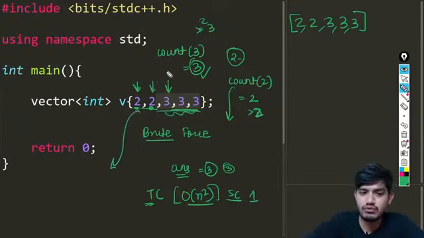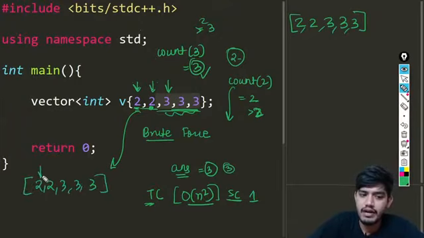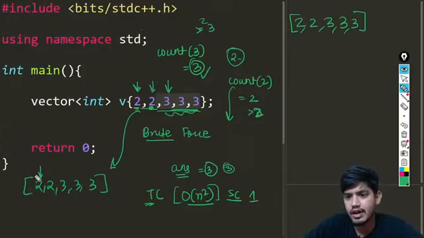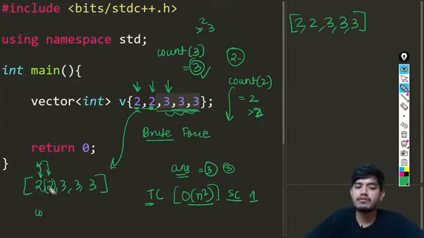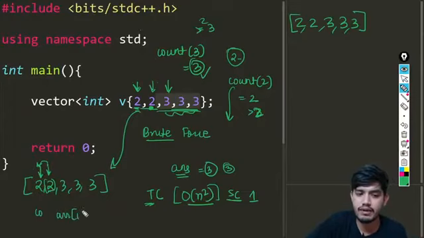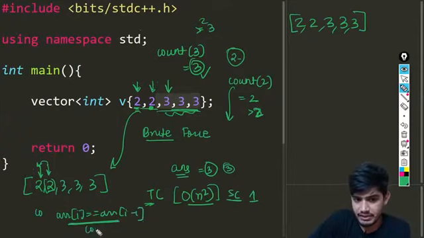One way is to sort the array. You can see it is already sorted, but if it is not, you can just sort it and count the occurrences. For example, this 2 2 2 3 3 is sorted. Now you start your iteration from here and see how many times you get element 2. If array of i is equal to array of i minus 1, just increase the counter.